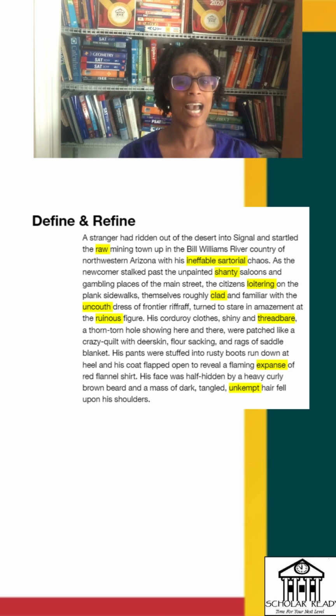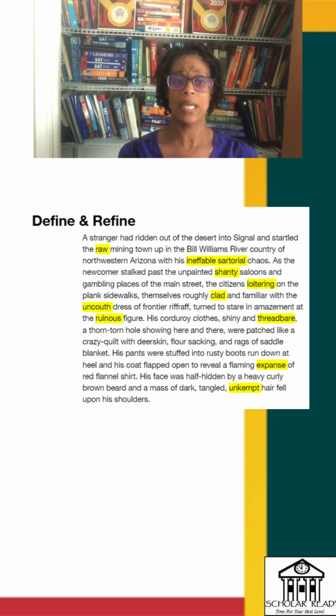So let's define the words and refine our understanding. A stranger had ridden out of the desert into Signal. So Signal starts with a capital S. That means that Signal is a place. So a stranger had ridden out of the desert into this place and startled the raw mining town.